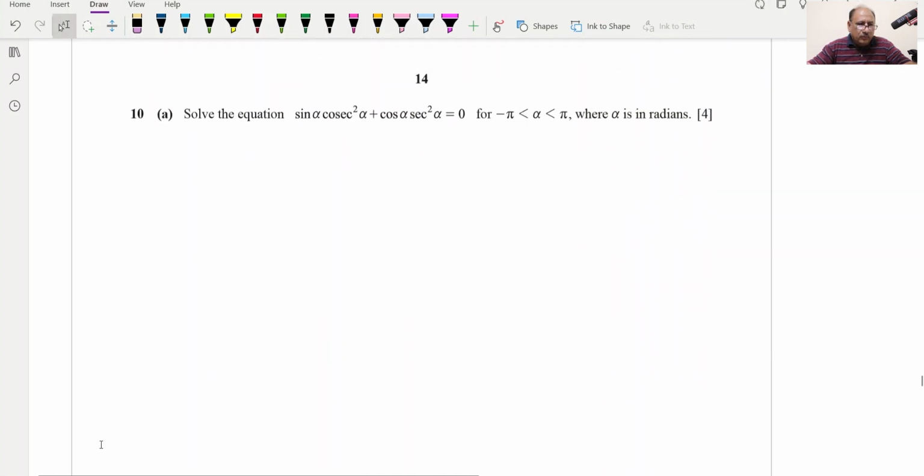Now we can move to the next question, which is question number 10. Question number 10 says solve the equation, this one, for alpha varying from minus pi to pi, where alpha is in radians. This is a 4-mark question.